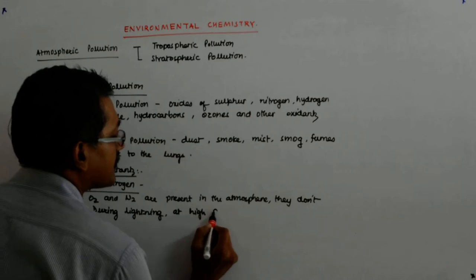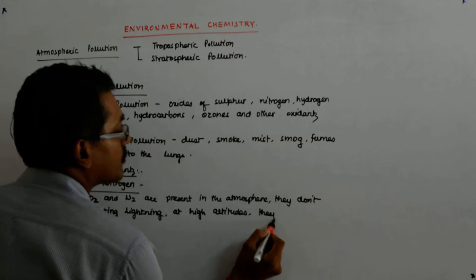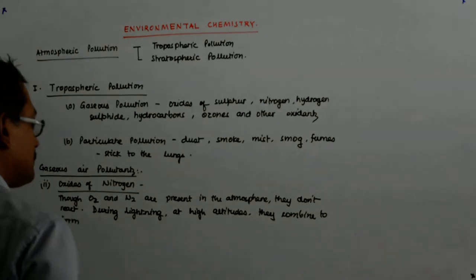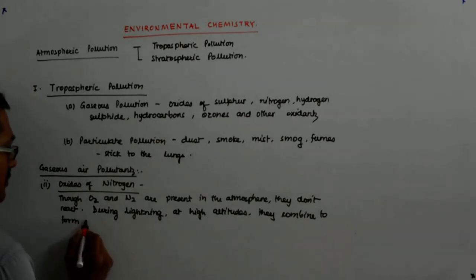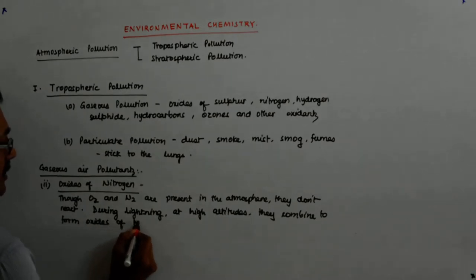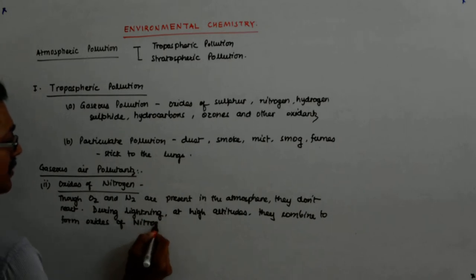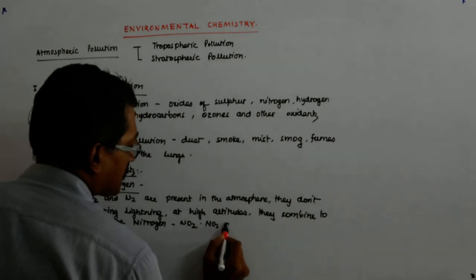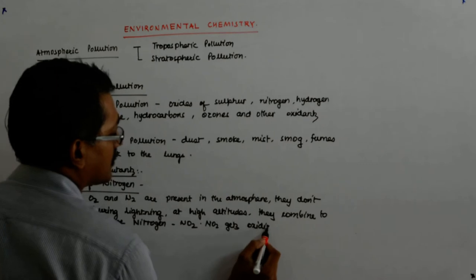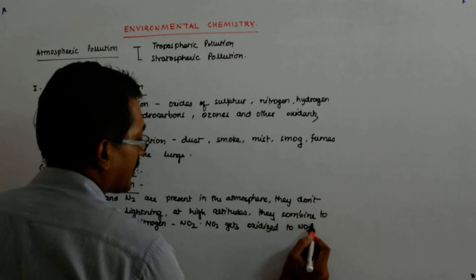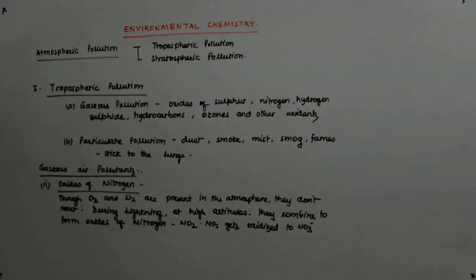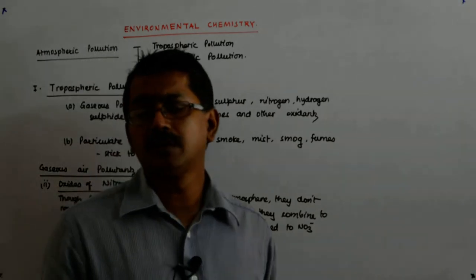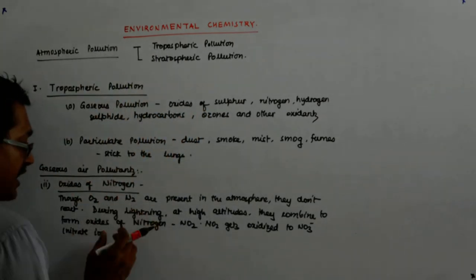At high altitudes, they combine to form oxides of nitrogen. One of them being nitrogen dioxide. Okay? NO2 gets oxidized to nitrate ion. Okay? Nitrate ion, and in this form it is readily absorbable by the plants. Fine. So this is how for the first time nitrogen enters.